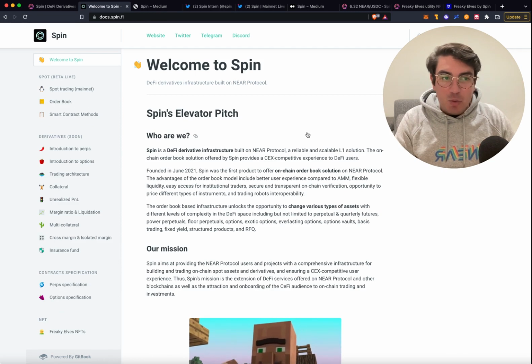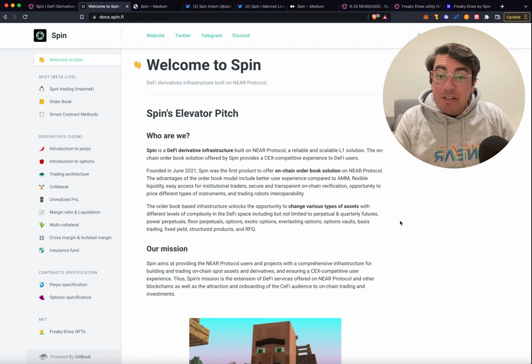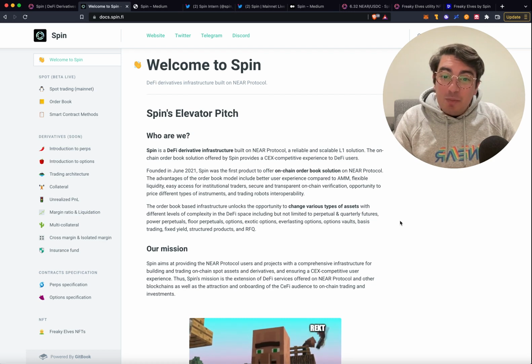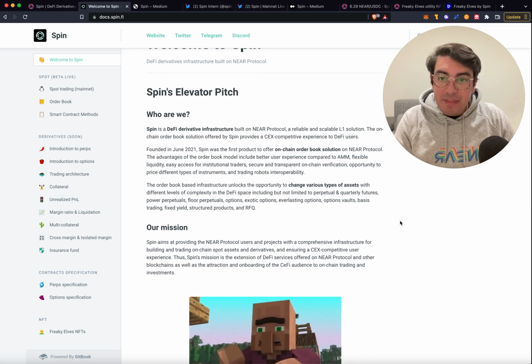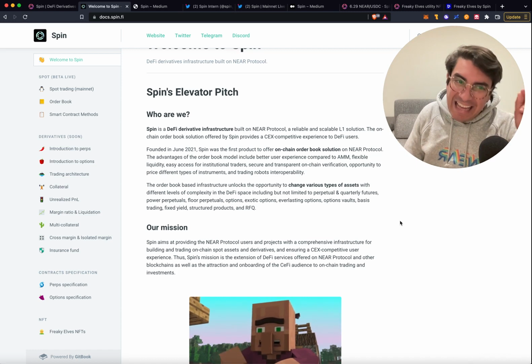Let's see how it compares to what I've been pitching for the last 15 minutes. Spin is a DeFi derivative infrastructure built on Near protocol, a reliable and scalable layer 1 solution. So far, so good. The on-chain order book solution offered by Spin provides a CEX, which sounds very sexy, but it's actually centralized exchange, a CEX competitive experience to DeFi users. Founded in June 2021, Spin was the first product to offer an on-chain order book solution on Near protocol. They got in by a tiny bit.